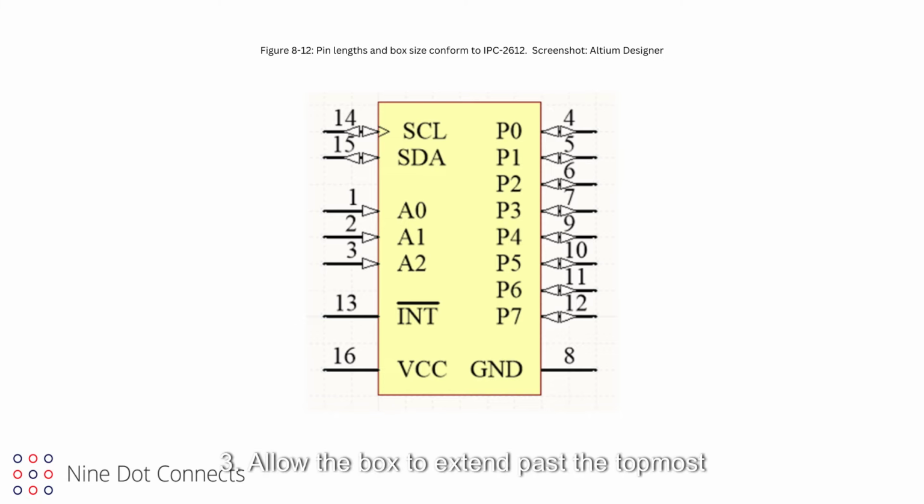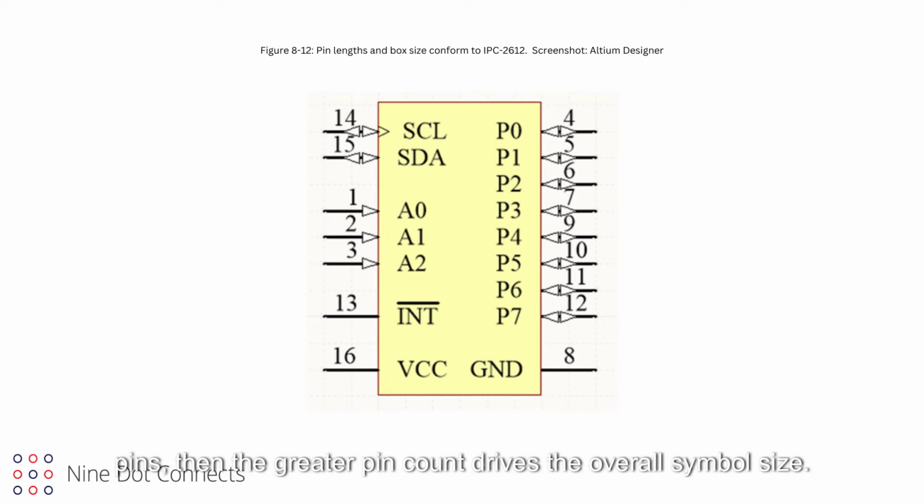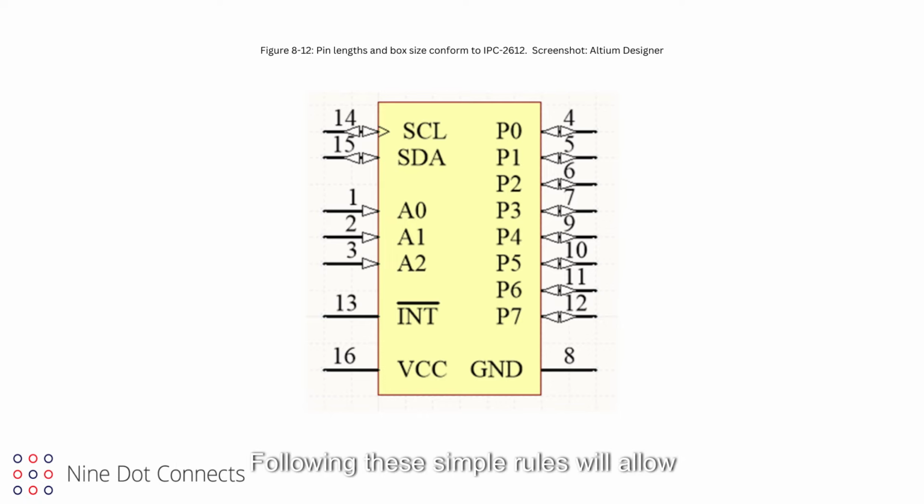3. Allow the box to extend past the topmost pin by 100 mils to 200 mils, and the same for the bottommost pins. 4. If there are more output pins than input pins, then the greater pin count drives the overall symbol size. Following these simple rules will allow your symbols to match pre-built library symbols for the ANSI B and C size formats. Note that 1 inch is equal to 1000 mils.